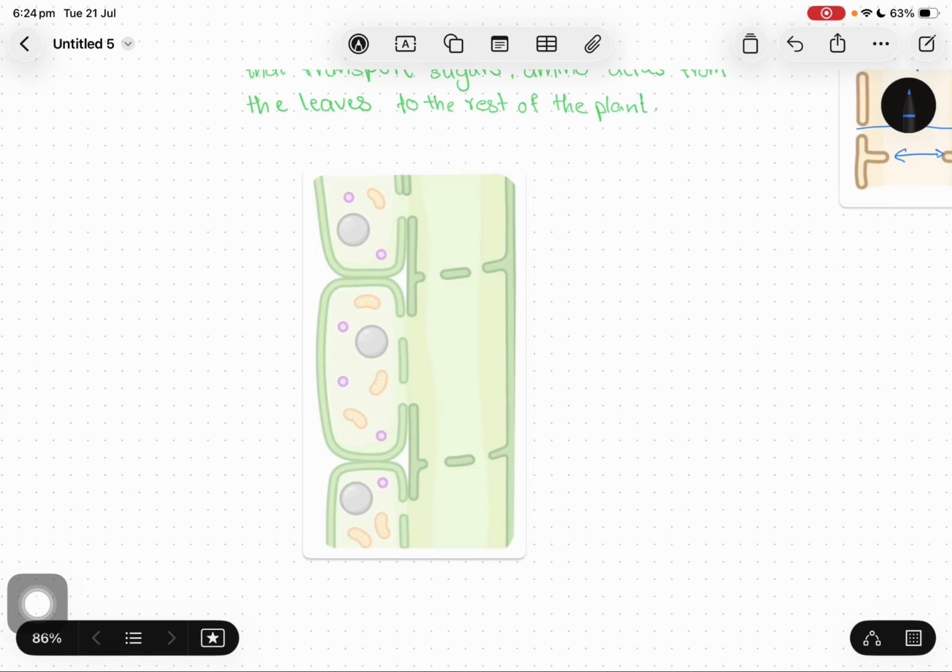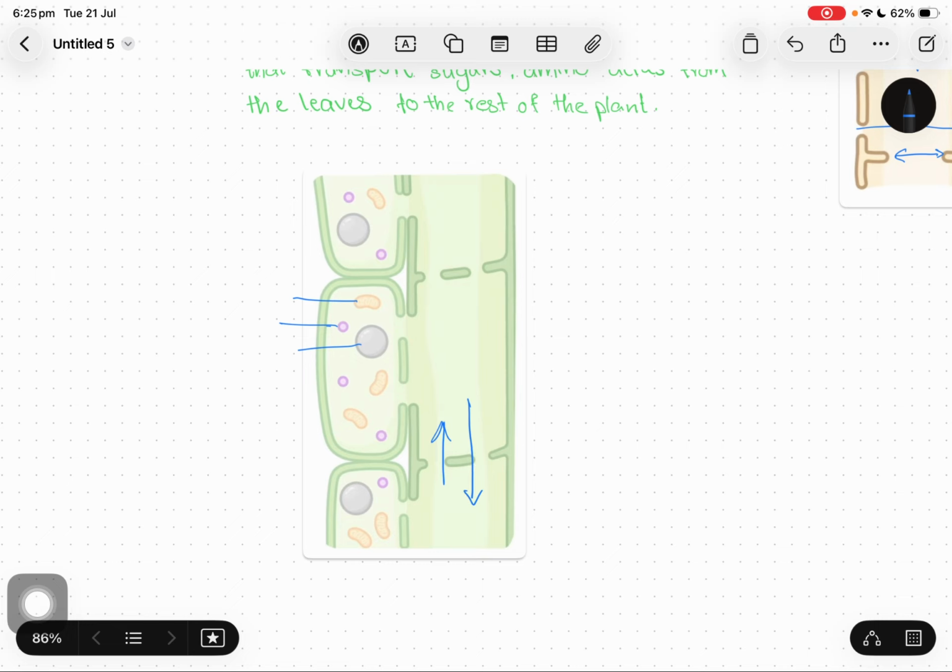The phloem, you can see here, has companion cells. These companion cells contain a nucleus, ribosomes, and mitochondria. They contain more mitochondria than a normal cell because they produce ATP for active transport, because it needs active transport to move up and down.